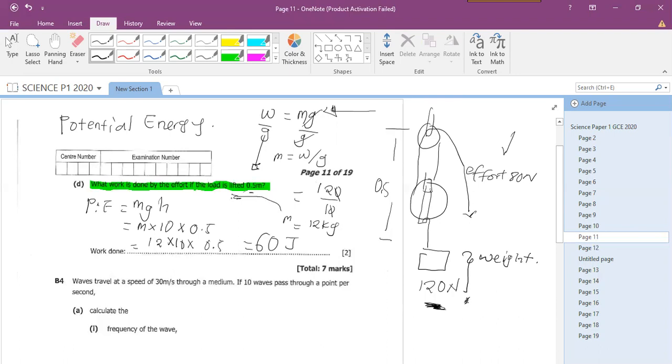So we just substitute. Potential energy is mass times gravity times height. So it becomes 12 multiplied by 10 multiplied by 0.5. We get our answer of potential energy as 60 joules.